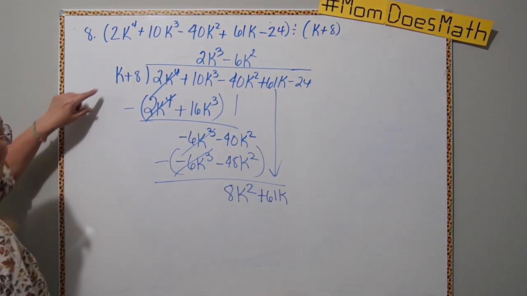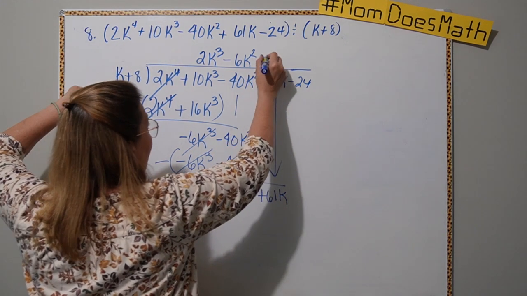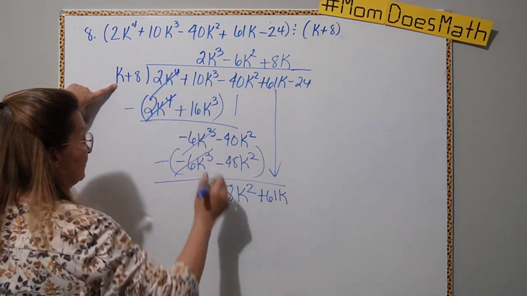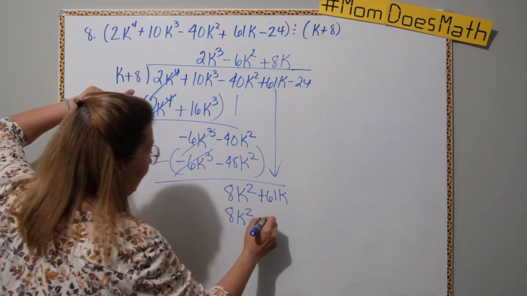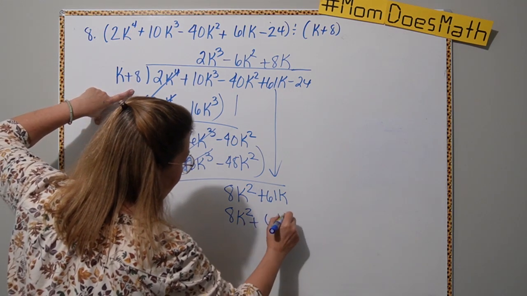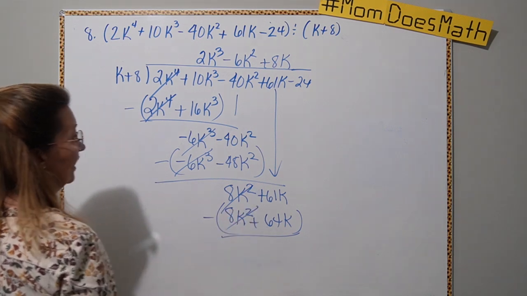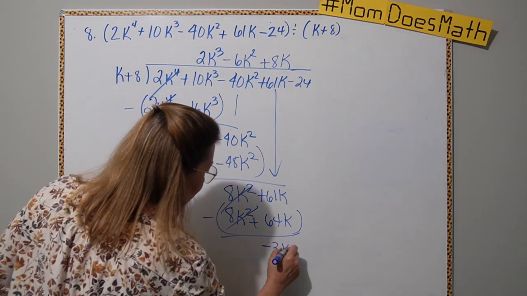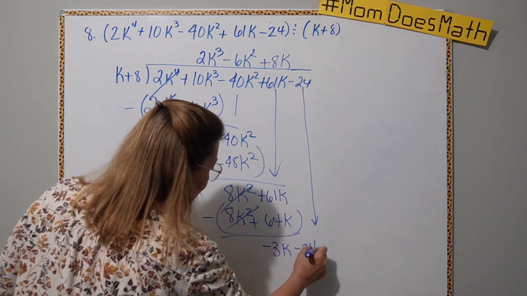All right. How many times will k go into 8k squared? Well, positive 8k times. 8k times k is 8k to the second. 8k times 8 is 64k. And we are subtracting. These subtract out. 61 minus 64 is negative 3k. And I bring down that minus 24.